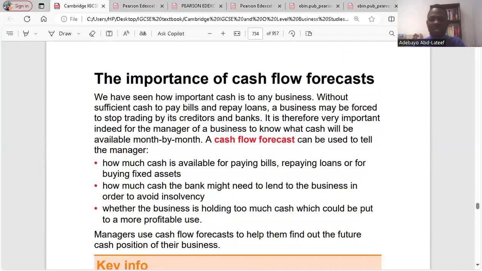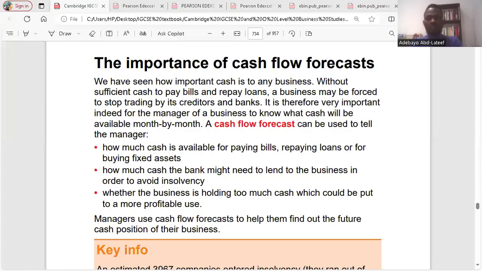So we're going to the importance of cash flow forecast. We have seen how important cash is to any business. Without sufficient cash to pay bills and repay loans, a business may be forced to stop trading by its creditors and banks. It is therefore very important for the manager of a business to know what cash will be available month by month. That means month in, month out.